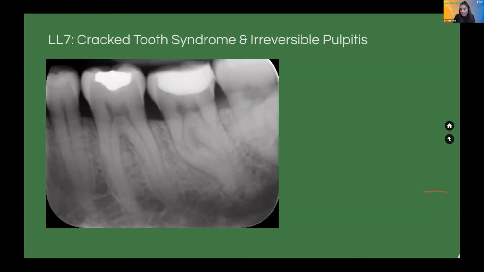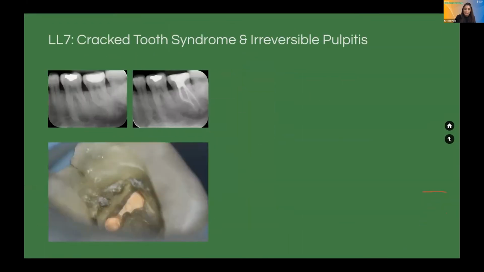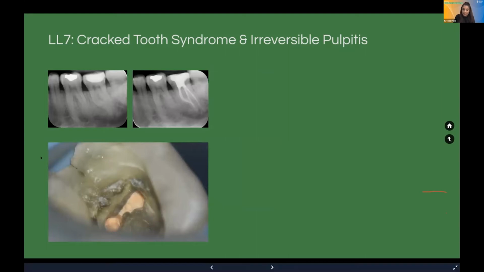Now, in terms of her symptoms, she had a crack as well inside this tooth. So she had pain on biting and pain on release of pressure. And this is what's led to this irreversible pulpitis that she has. So the first thing I wanted to do was have a look and see, is there a crack present in the tooth? And clinically, I could see that there is a crack here.